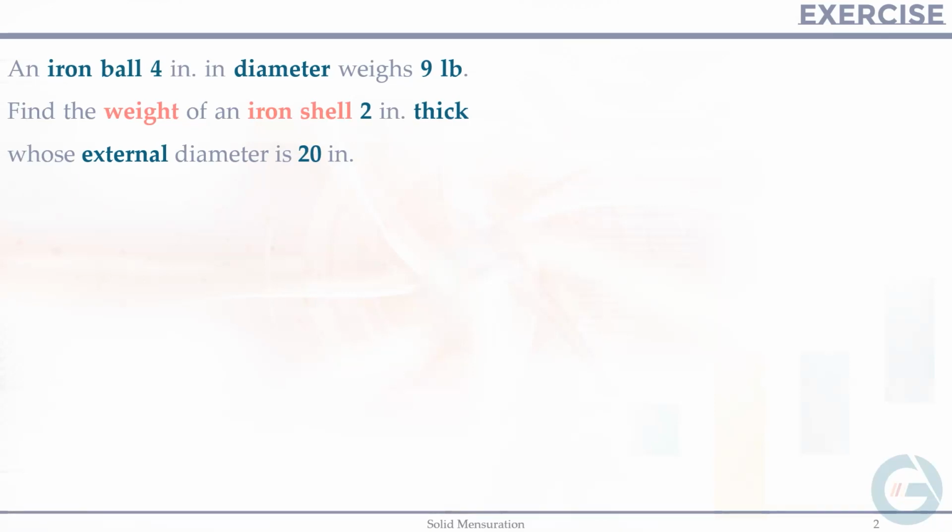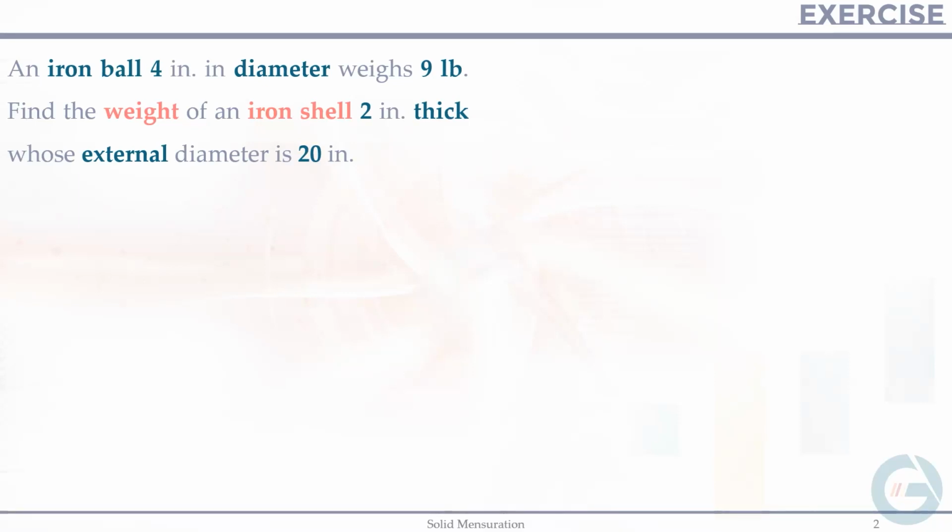Okay, so this problem is quite challenging. An iron ball, 4 inches in diameter, weighs 9 pounds. Find the weight of an iron shell. So we have two objects, but the same material, which is iron, which means they have the same density. So the iron shell, 2 inches thick, whose external diameter is 20 inches.